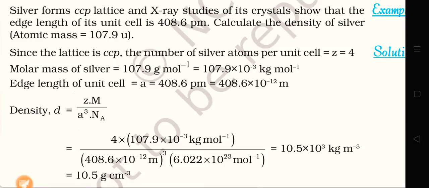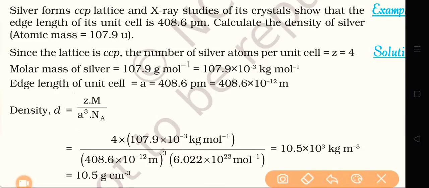So now next, silver forms a CCP lattice. Now CCP, that means it will have an FCC unit cell. So again Z is equal to 4 for the given example. So X-ray studies of the crystal show that the edge length of the unit cell a is equal to 408.6 pm. So you have to convert pm into cm.